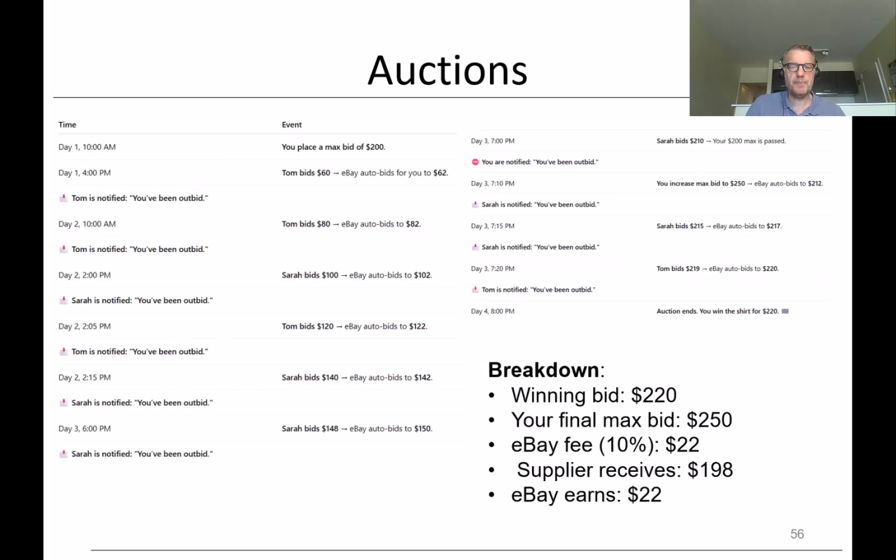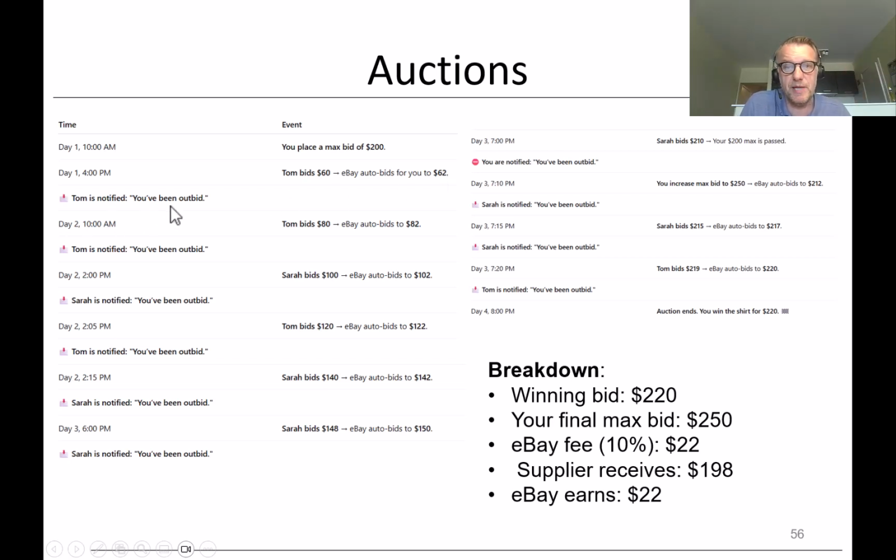Here you can see how it works. Let's say this is for the Club Brugge t-shirt. I place a bid of $200. Tom bids $60. So I bid more, so I'm winning. But 200 is my maximum bid, so eBay will now bid for me at 62. So I get the t-shirt from Club Brugge now at 62. Tom is notified: Tom, you've been outbid.